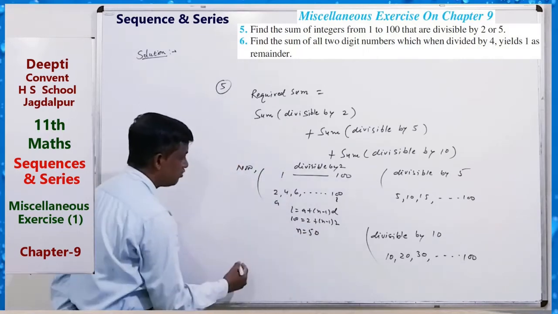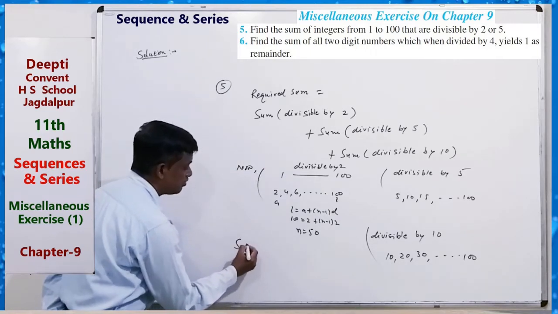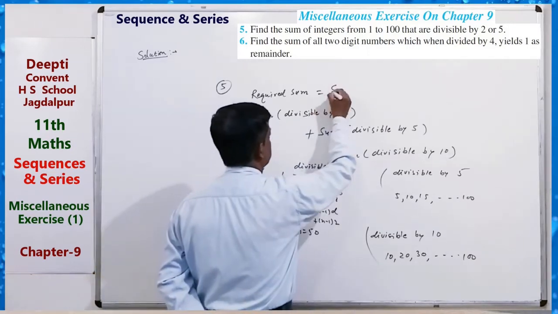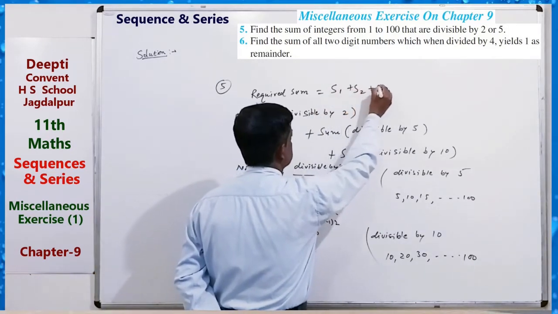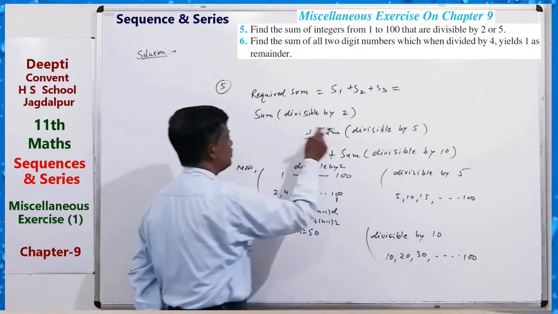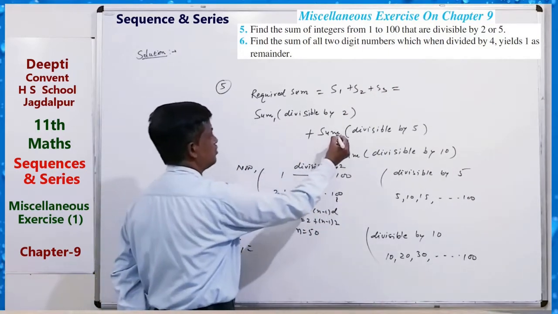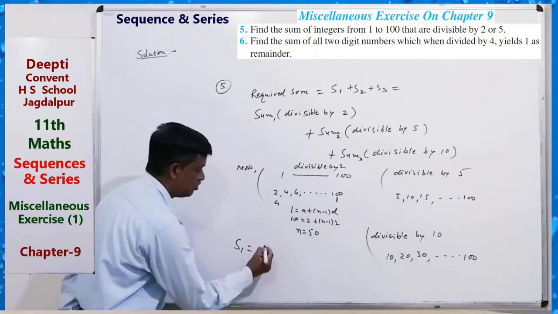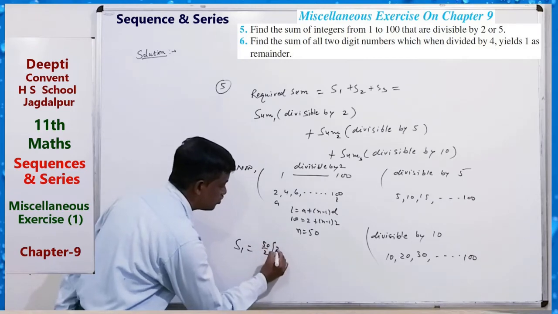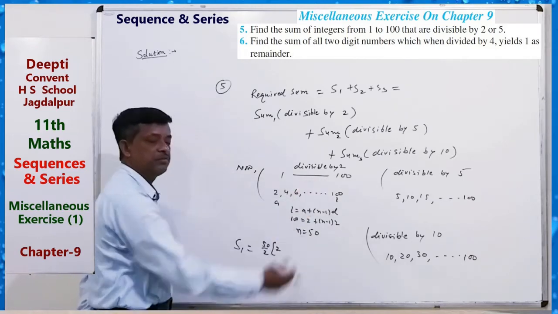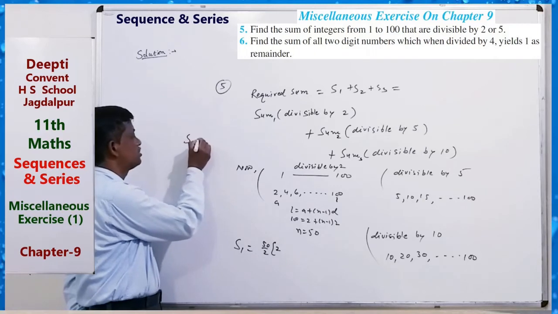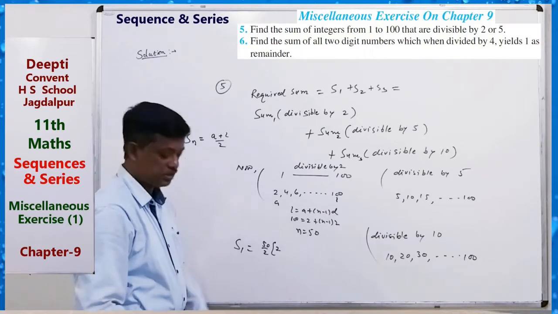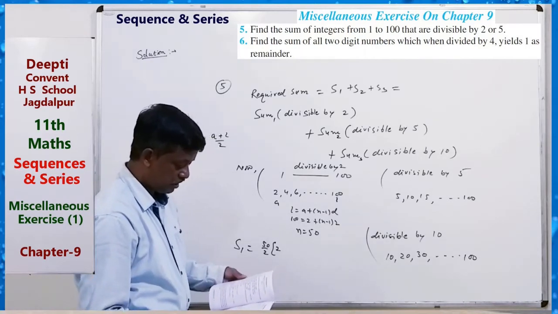For this sum: this is sum 1, sum 2, sum 3. S1 plus S2 plus S3. So sum 1 equals what? The formula n by 2 into 2a, or n by 2 into a plus l. It is also a formula for the sum, a plus l by 2. This formula is also used for getting the summation.